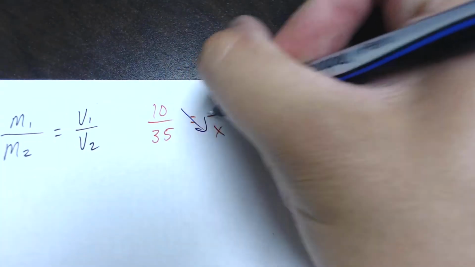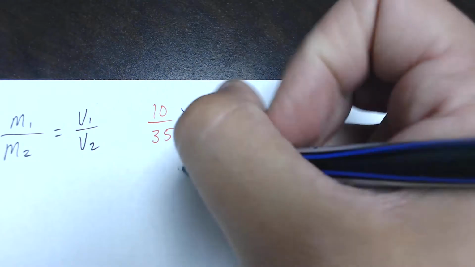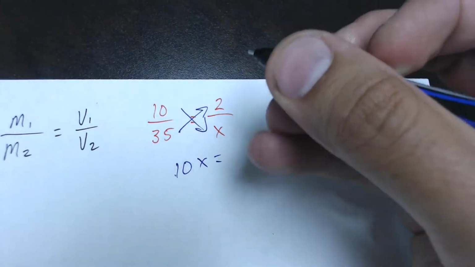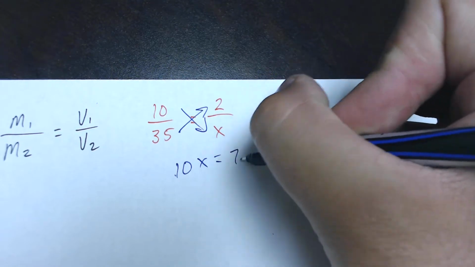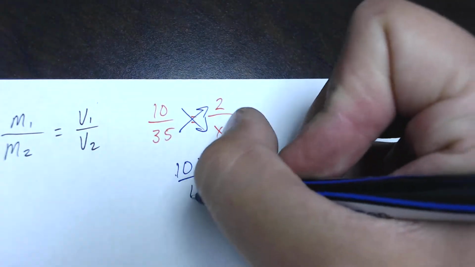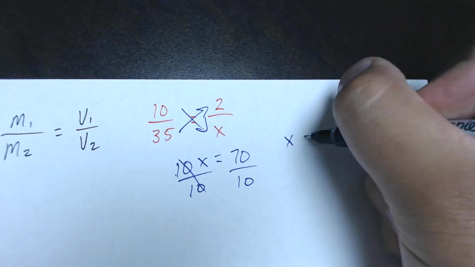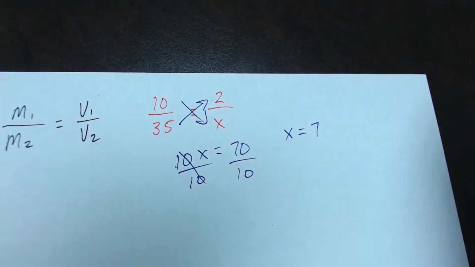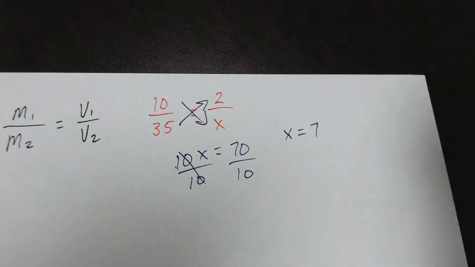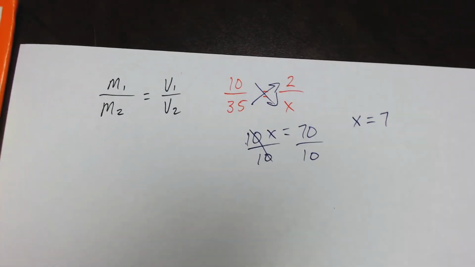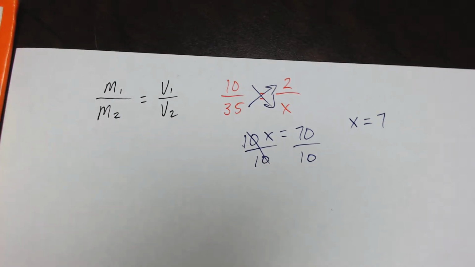When I cross multiply, I get 10x is equal to 2 times 35, or 70, because 2 times 35 is equal to 70. From there I just divide each side by 10, and then I find out that x is now 7, or 7 liters, and that is the volume, which we'll see is correct in the book. So this is how we would do direct variation using what's called the proportion method.